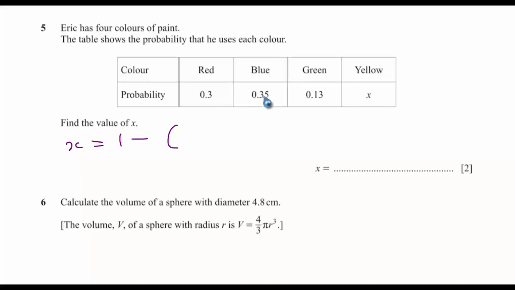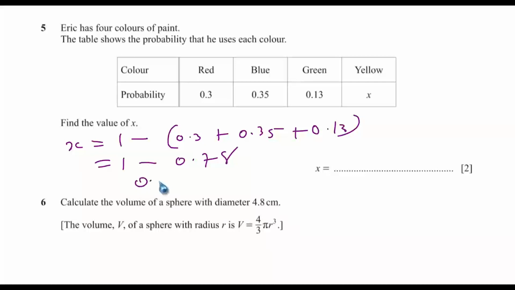We can firstly add these numbers together: 0.3 add 0.35 add 0.13. Then you have 1 subtract the sum of these, which will be 0.78, and your answer will be 0.22. So the value of X is 0.22.